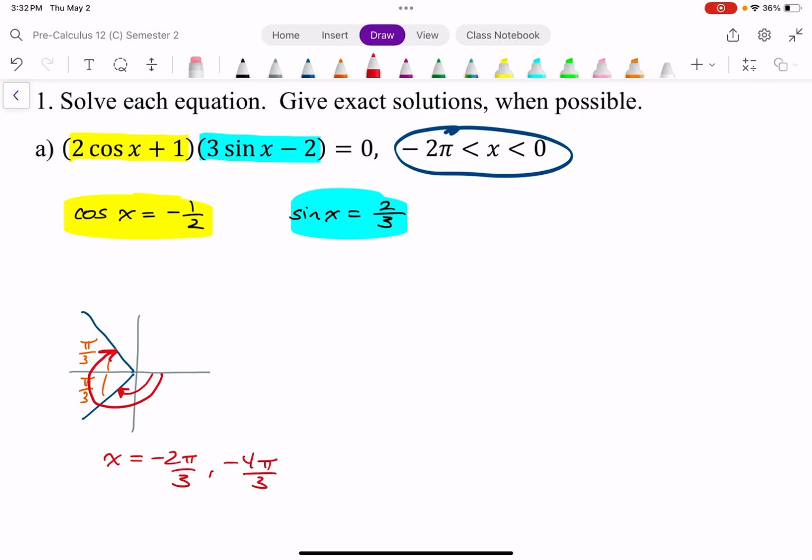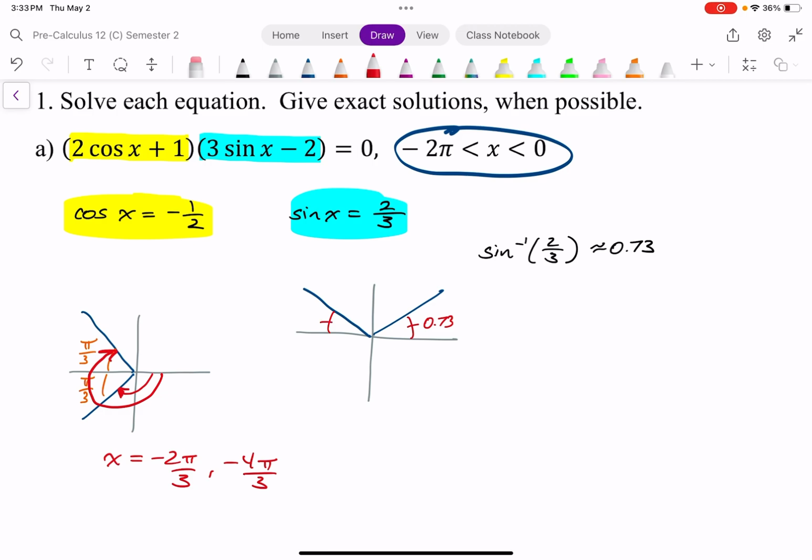Then looking at the sine function, I will need a calculator because we're not expected to have memorized where sine equals 2/3, but it must be possible in two places, and sine is positive in the first and the second quadrants. The reference angle, however, will require using a calculator. Make sure it's in radian mode, and if you go the inverse sine of 2/3, we should get approximately 0.73, which means the reference angle in radians is approximately 0.73.